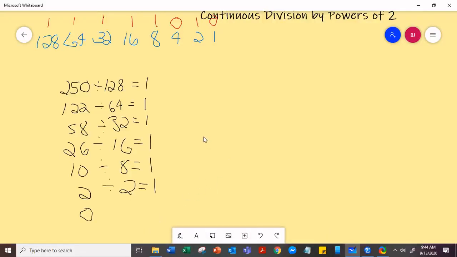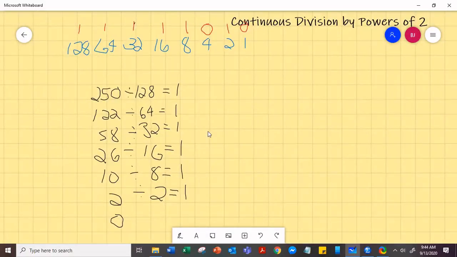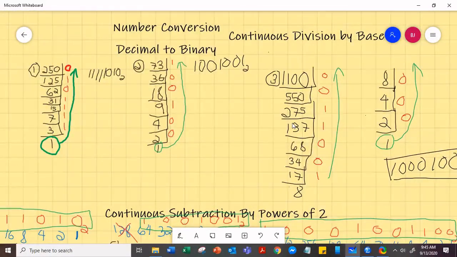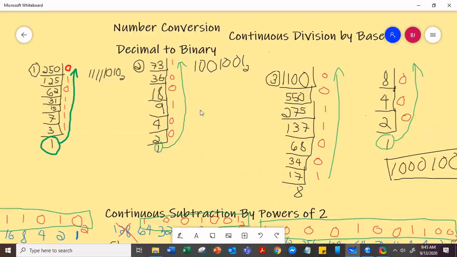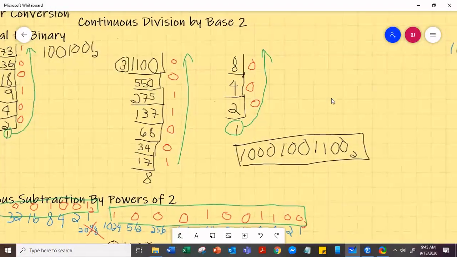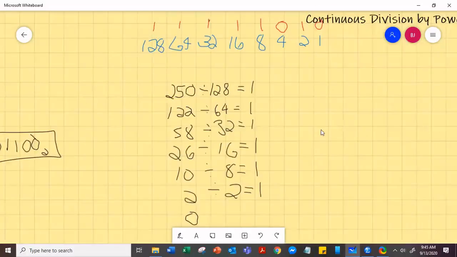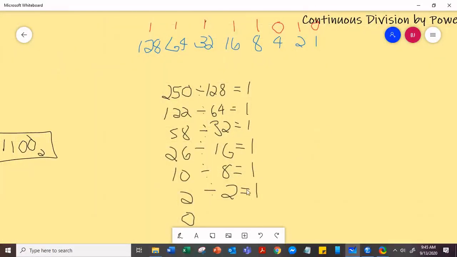So let's check with our previous example. 5 ones, 0 1 0. Okay, so 5 ones, 0 1 0. So it's the same answer. So we stop when we have a remainder of 1, then we divide by the remainder. We stop when we have a 0 as a remainder. Okay, so this is for our first example.